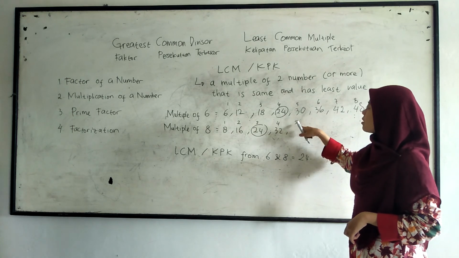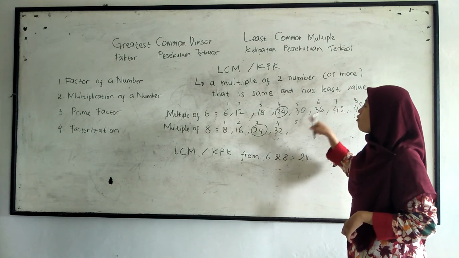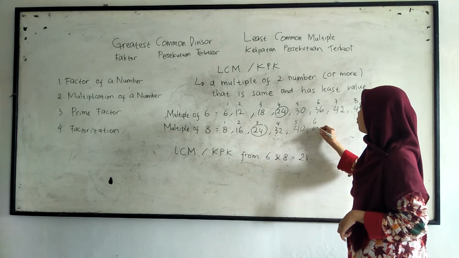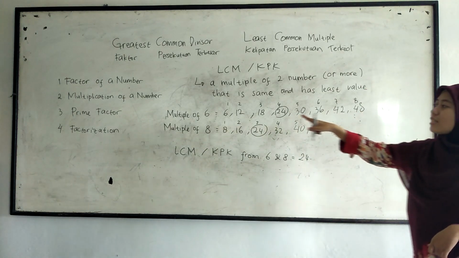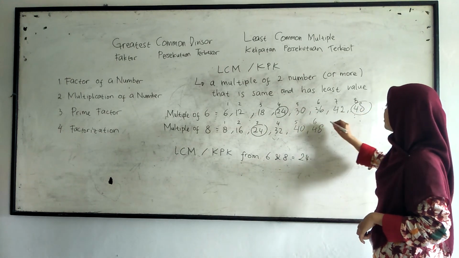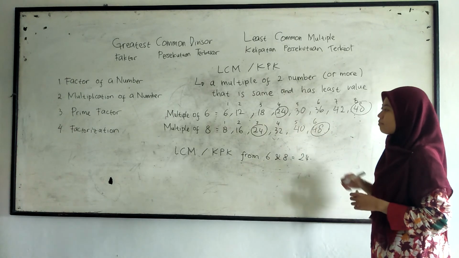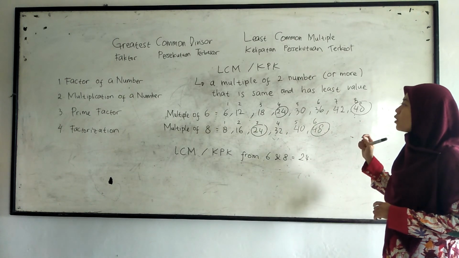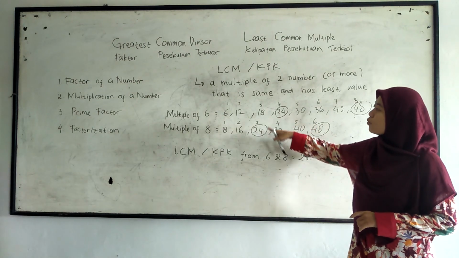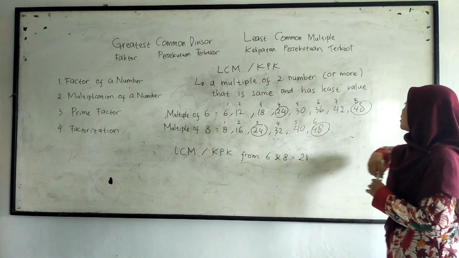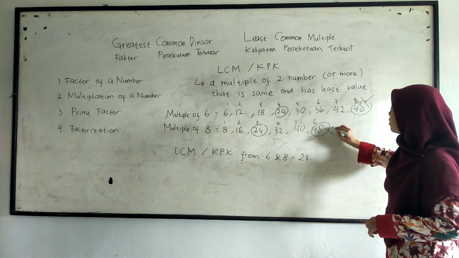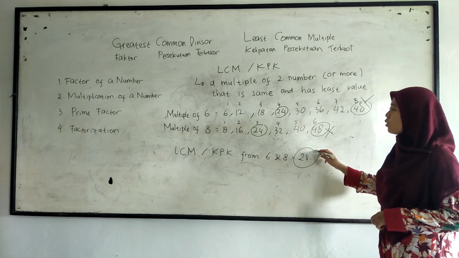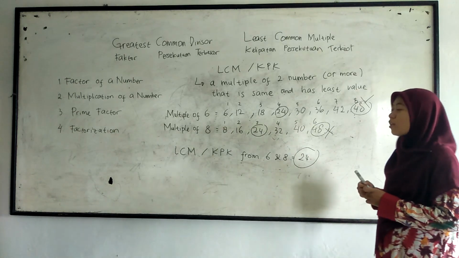And then it starts with 5. 5 times 8 is 40. And then 6 times 8 is 48. So the common multiple of 6 and 8 is 24 and 48. But we just ask to find the least common multiple. And the least common multiple from both two numbers, 6 and 8, is 24. So 48 is eliminated. So we find that the least common multiple of 6 and 8 is 24.